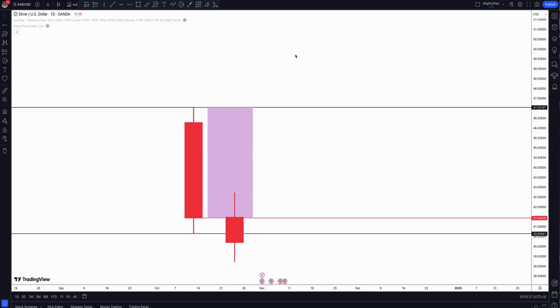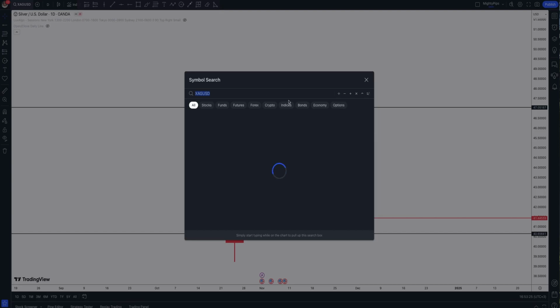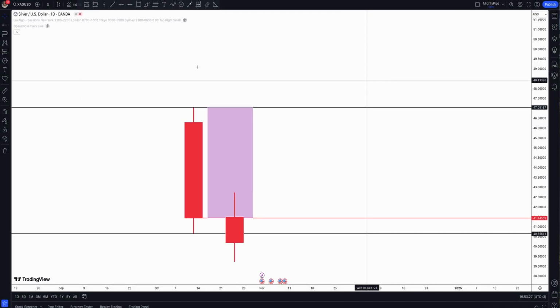So without wasting time, let me take you onto the charts and I'll show you the sell side of the one candlestick strategy. Let's go on to the charts now, guys. Here on the silver chart, as you can see, this is silver. We are using silver for this demonstration today.